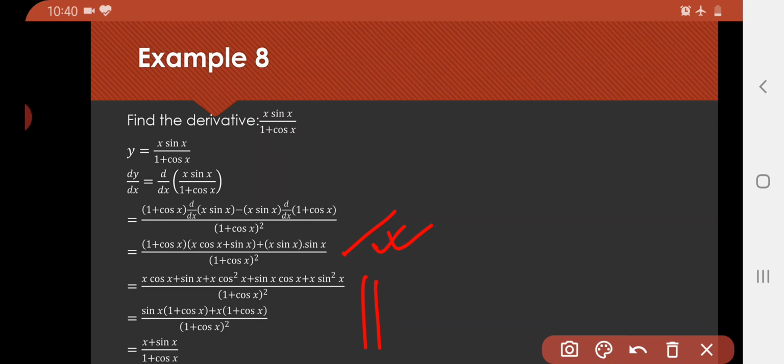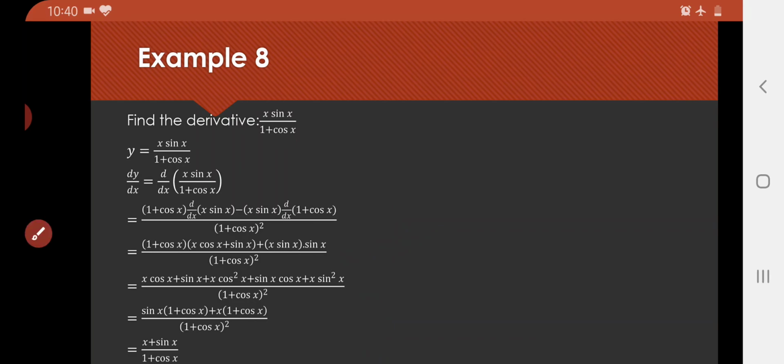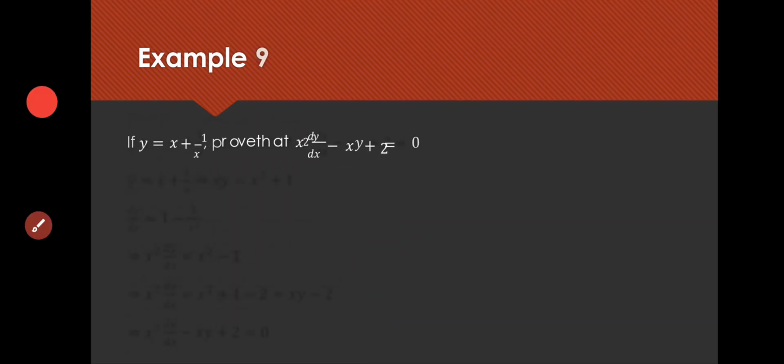Fine. Now let us move to the last question, question number 9. Here it is a little bit different type of question. The question is rather a proving question instead of a finding question. The question is: if y is equal to x plus 1 by x, prove that x square dy/dx minus xy plus 2 is equal to 0. So let us begin.